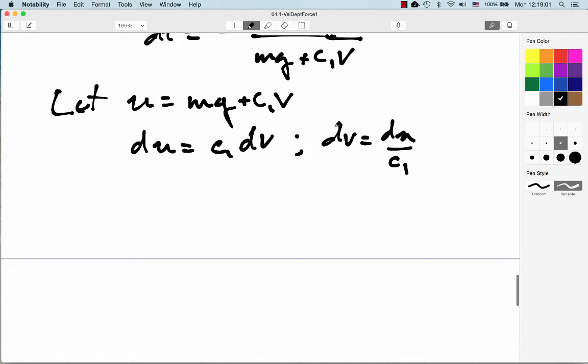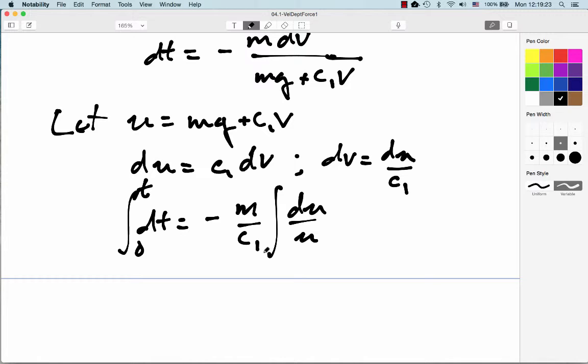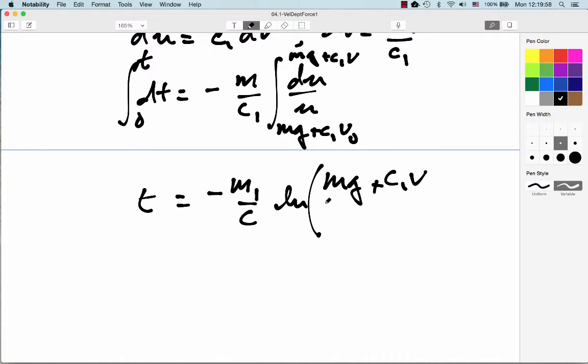Okay, so I can stick that in there. And so with our u substitution, we now have dt equals minus m over c1 du over u. And that sure looks like something I understand how to integrate. So integrate from 0 to t, and now we've got to be careful about our variables. We start at v naught, so that means u starts at mg plus c1 v naught, and that ends at mg plus c1v. Okay, so integrating both sides, we get t equals, that was the hard part, minus m over c1 times the natural log of mg plus c1v over mg plus c1 v naught.